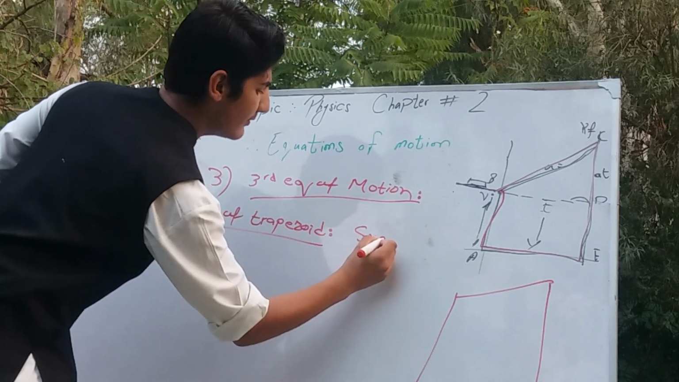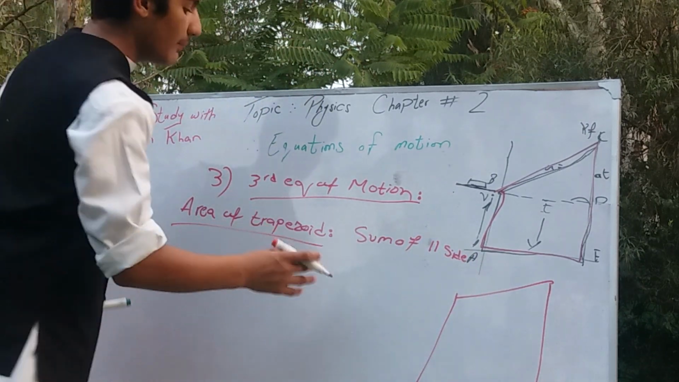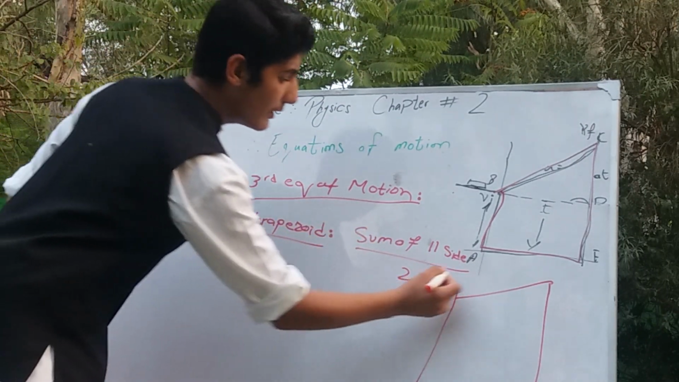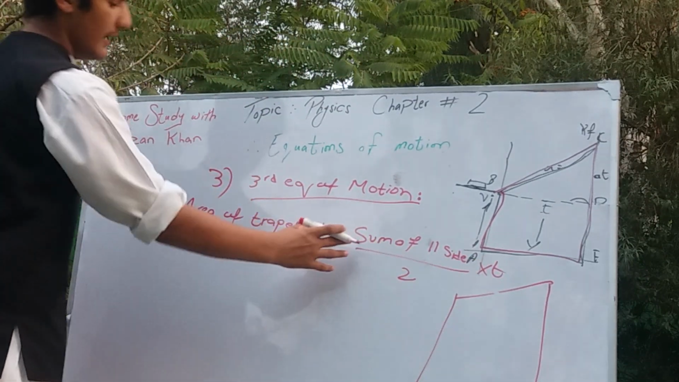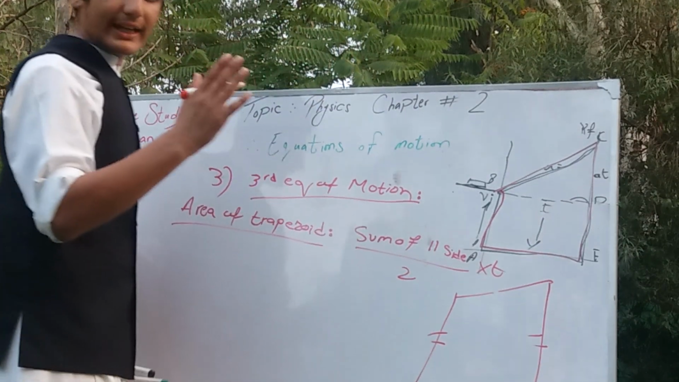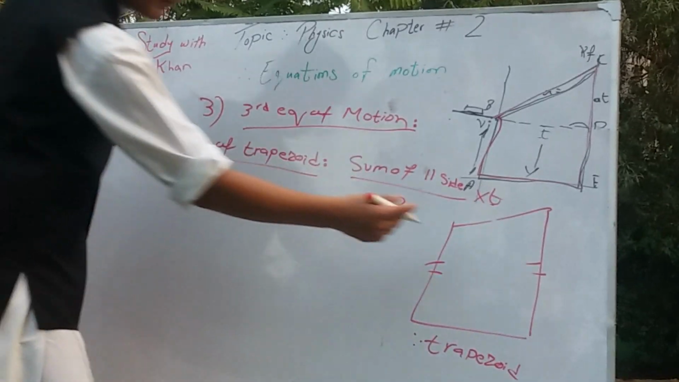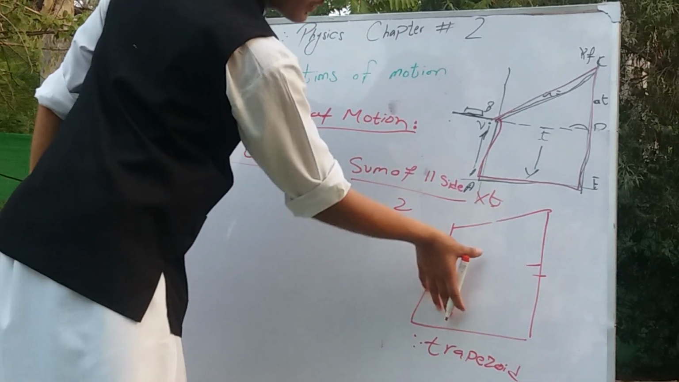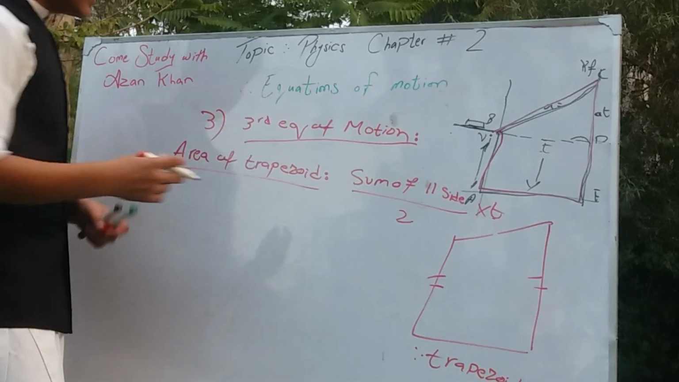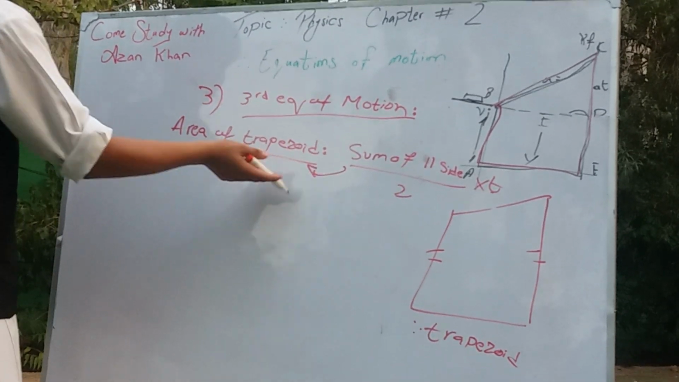The area of a trapezoid is the sum of parallel sides divided by 2, multiplied by the height. Parallel means that these sides are in one direction. The parallel sides are multiplied by the height, t is the height, and divided by 2. This is the formula of the area of a trapezoid.